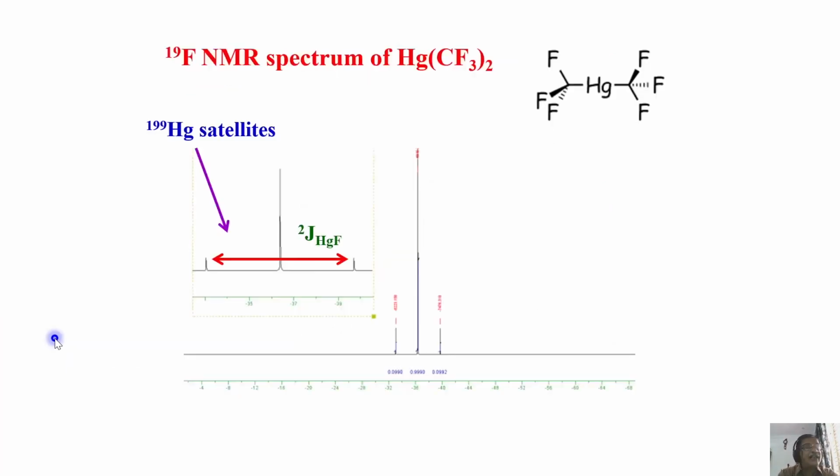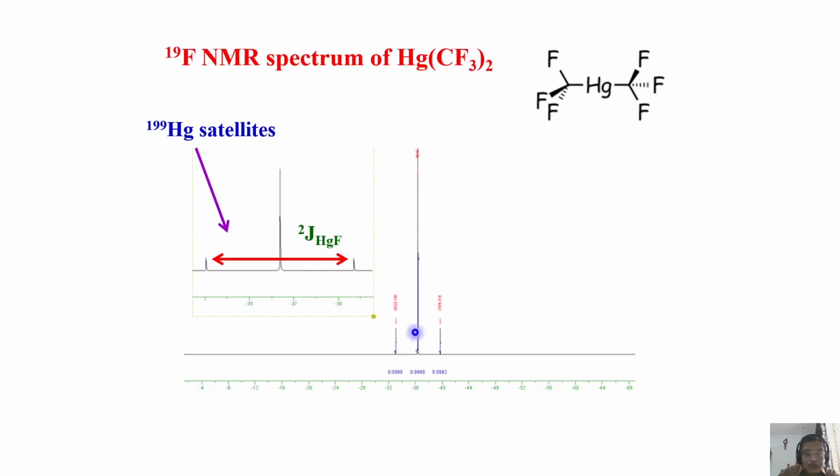This satellite need not be restricted to only carbon. I said carbon is there, silicon is there, mercury, any of the low abundant spins can give rise to satellites. Now in this molecule, if you look for the fluorine NMR, how many peaks do you expect from fluorine? There is a perfect symmetry, all fluorines are equivalent. As a consequence, you get only one peak for fluorine.